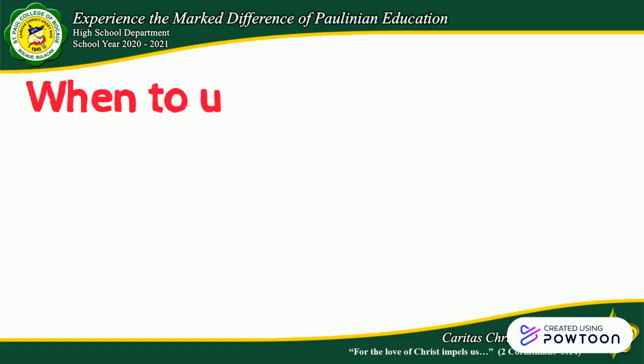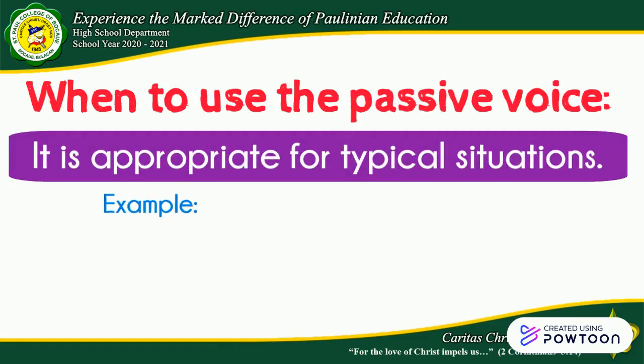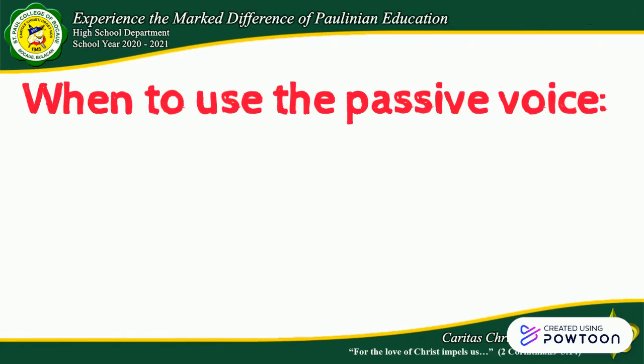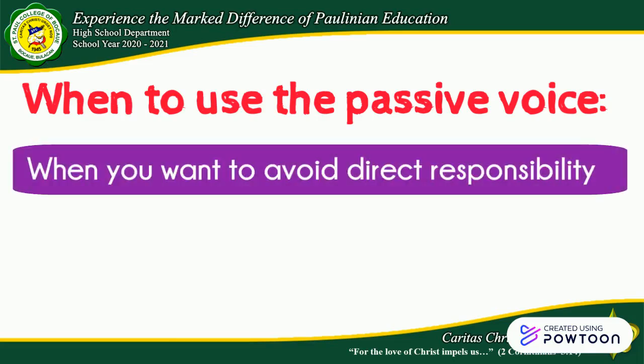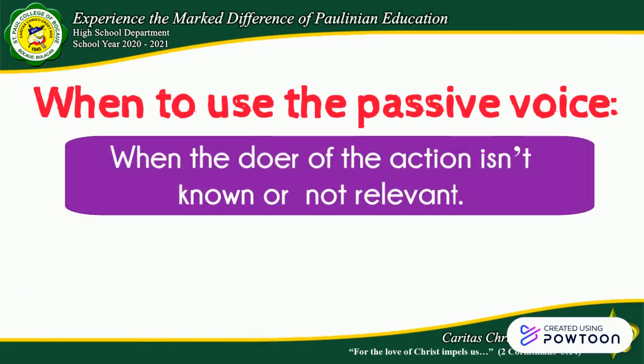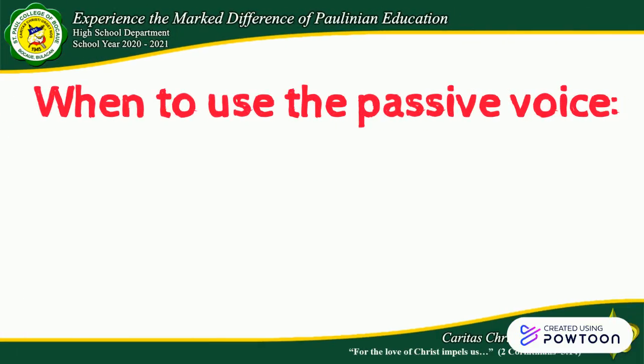When do we use the passive voice? Passive voice is appropriate for typical situations. You can also use passive voice when you want to avoid direct responsibility. When the doer of the action isn't known or not relevant, you must use the passive voice. We also use the passive voice for emphasis.